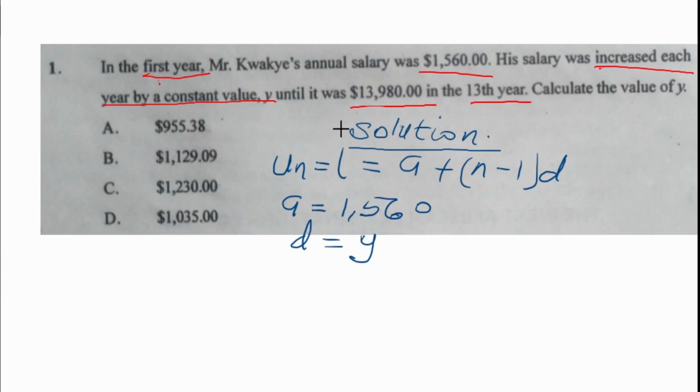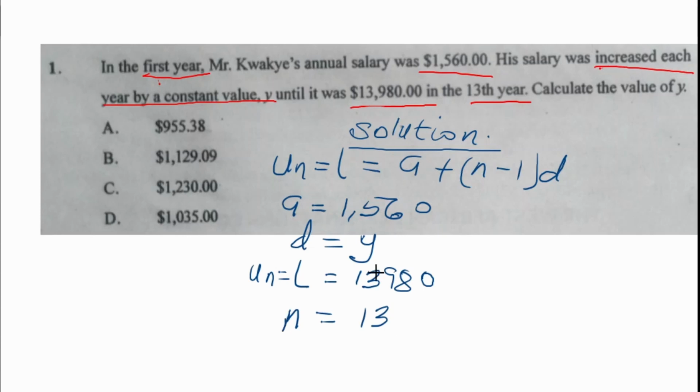Now, the amount in the 13th year, that is the nth term or the last term, because the last term is the 13th year, L or U, whichever you want to write, will be equal to 13,980. And then the last thing we underline here is the 13th year, which is the number of terms, which is the 13th term. So n equals 13.